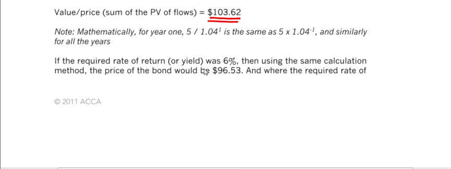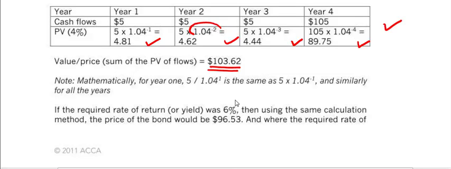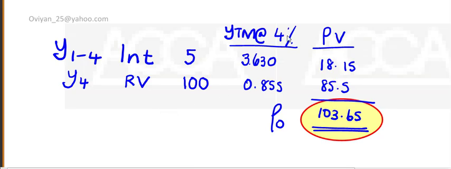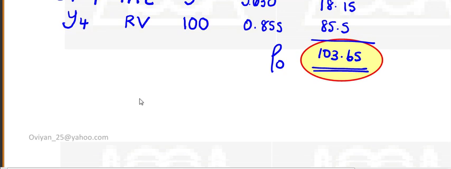Now in that same example, what if now the yield moves to 6%? If the yield moves to 6%, now what is going to happen to the price? Now let's calculate if it's going to be 6%. So we're going to have the same story here.